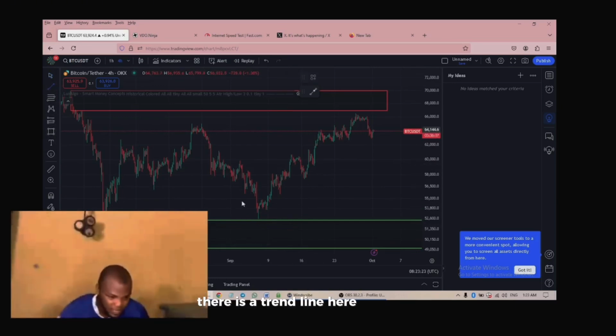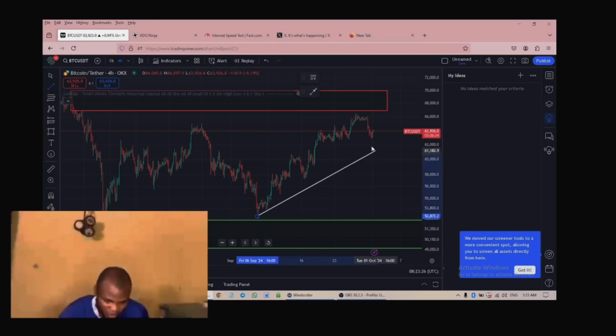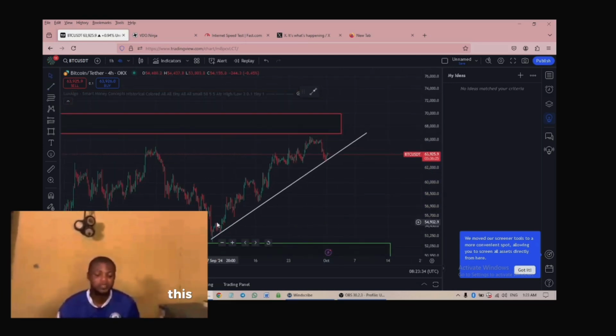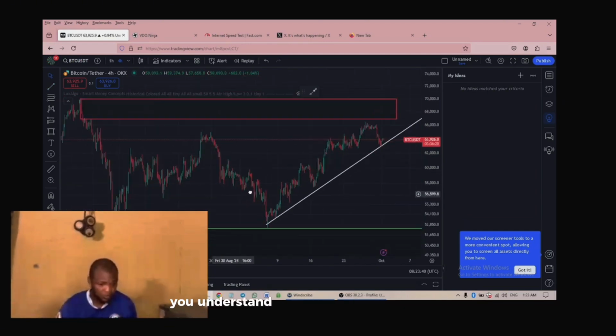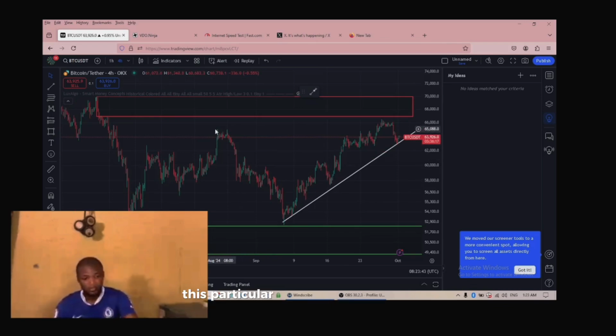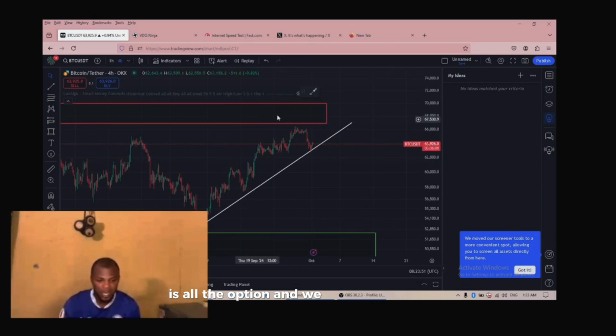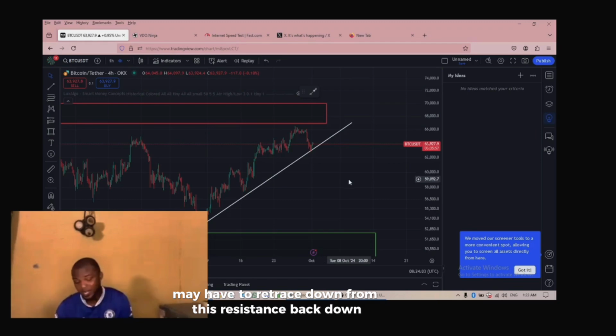There is a trend line here. This is a trend line. This means we are going on an uptrend. You understand? Just like this one, this particular one is coming down. This initial trade that we are carrying now is on an uptrend, and we have our resistance here. So there's high chance that we may have to retrace down from this resistance.